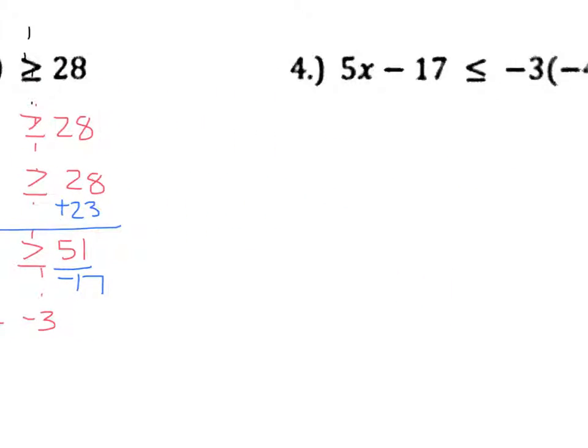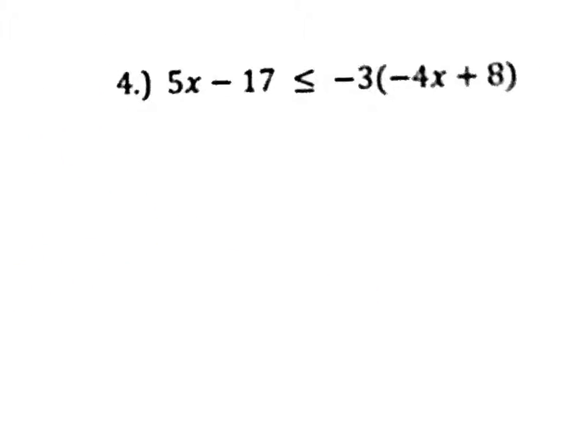All right, number 4. Dotted line. Double sign change. Whoops, don't want that one right there. That's just a negative 3, but I do need to distribute. 5x plus negative 17 is less than or equal to, when I distribute, negative 3 times negative 4x is 12x. Negative 3 times 8 is negative 24.